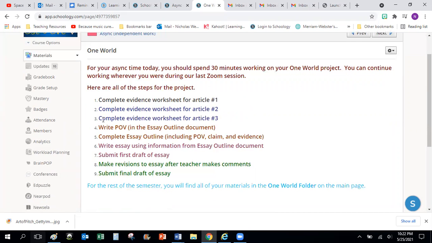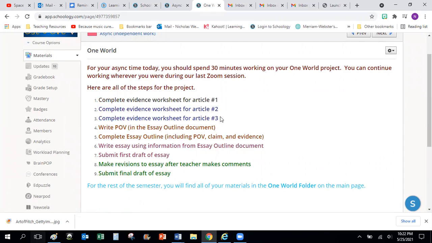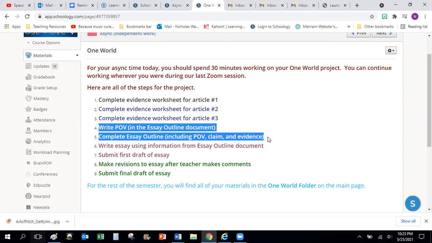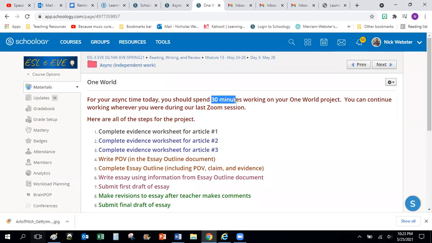Okay, so remember, these are the steps that we've worked on. We've completed the evidence worksheet for 3 articles. If you're still working on one of these articles, you should finish working on the article, right? Some of us have started writing our POV and doing the claim and evidence in the essay outline document. If you're working on that, you should continue with this. So basically, continue where you left off the last time we worked on One World, okay? And try to spend 30 minutes on this, okay?